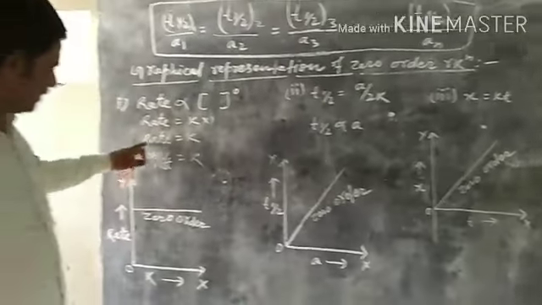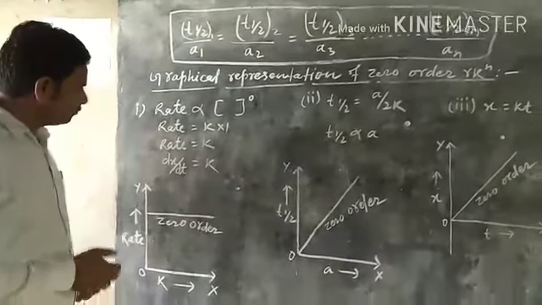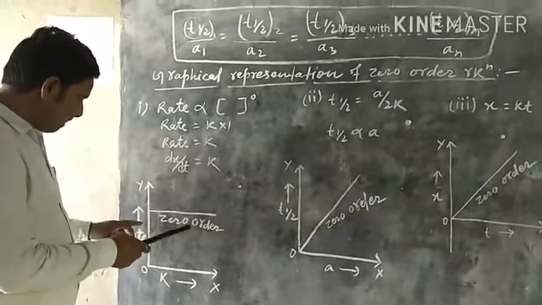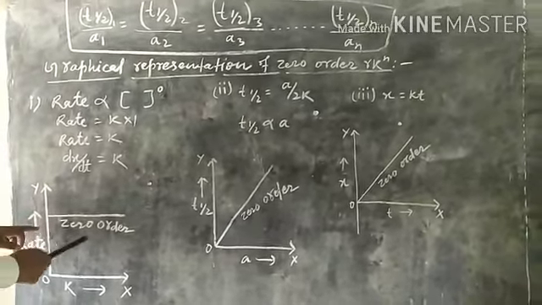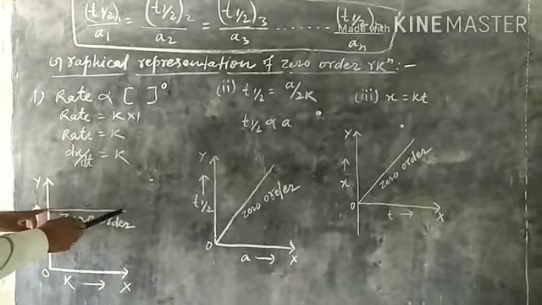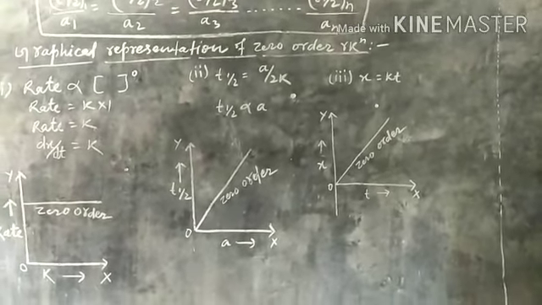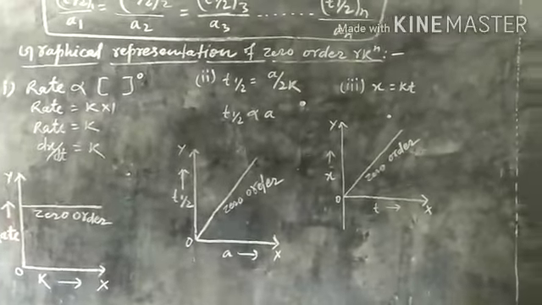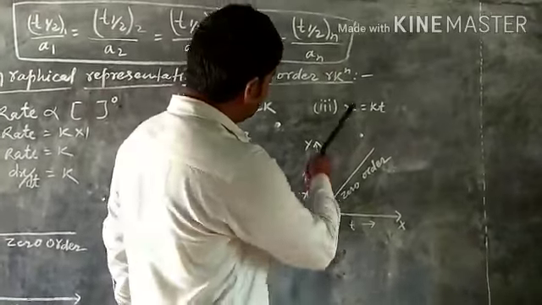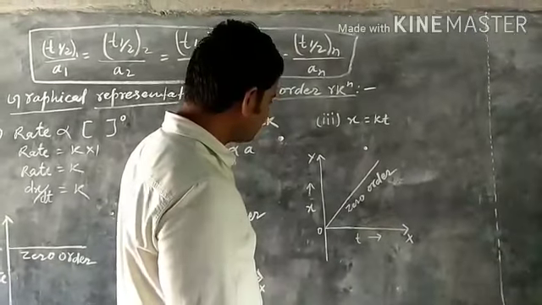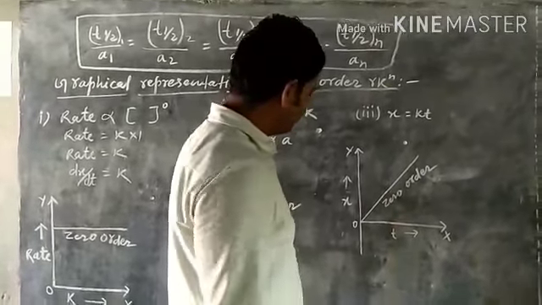In this case, rate equals constant. There is no change in rate with time for a zero order reaction. That is why the graph for a zero order reaction is like this. This line indicates that the rate of reaction is not changing, it remains constant. Or in this case, x equals kt, and the graph is like this.